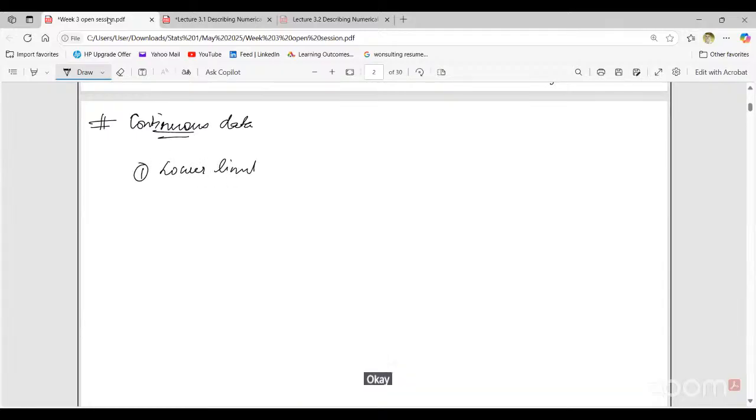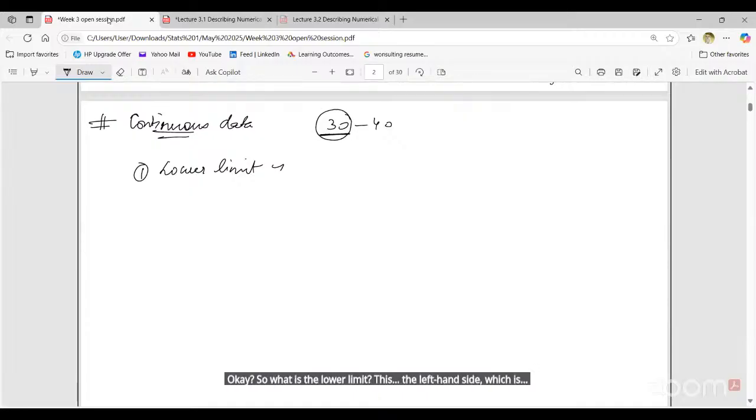Okay, what is the lower limit? In the intervals like 30 to 40. Okay, so what is the lower limit? The left hand side, which is the lower limit. Okay, the lowest value, you can say that. The smallest value in that class.